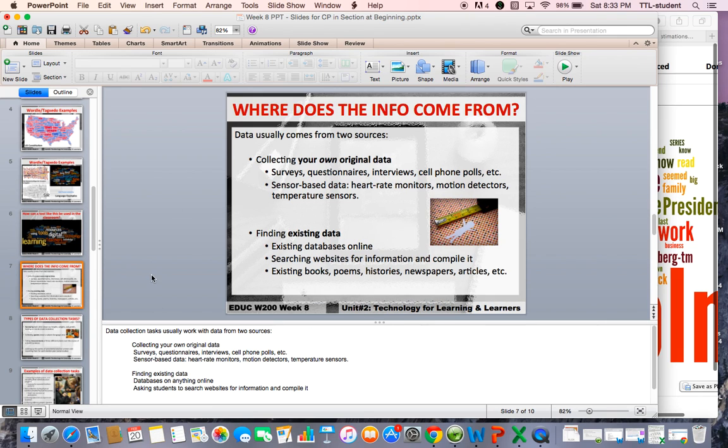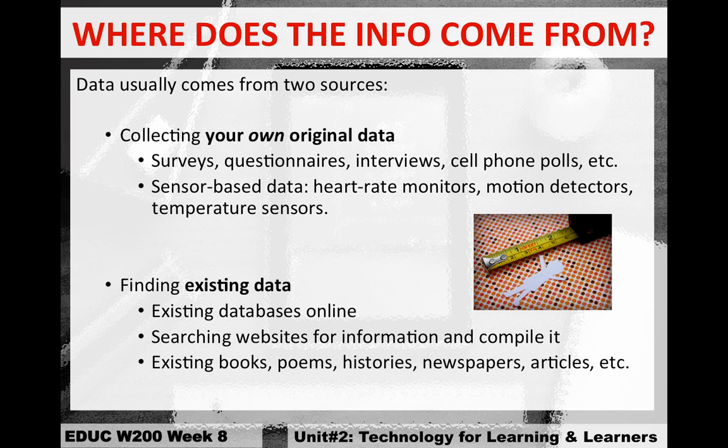So now the other thing comes to, but where does this data actually come from? And we previously talked about collecting your own data by using surveys or questionnaires or interviews, cell phone polls, even Poll Everywhere. That's another great place to take it from. Or using sensor-based data, so heart rate monitors. One of the videos that we watched, I think at the beginning of the semester, was where cheerleaders were jumping up and down and they were testing their heart rates to see how their heart rate changed over the semester. So that's one way that you can kind of take it.